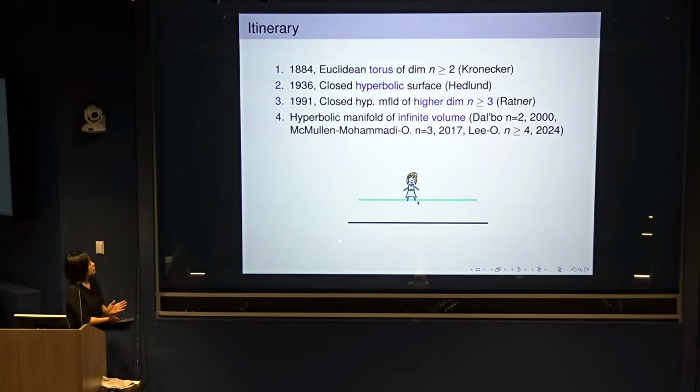So this is her itinerary. In 1884, she's going to travel to a Euclidean torus of dimension n at least 2, and her travel guide is Kronecker. About 50 years later, she's going to travel to a closed hyperbolic surface guided by Hedlund. Another 55 years later, she's going to travel to a closed hyperbolic manifold of higher dimension guided by Ratner. And then in this new century, she's going to travel to hyperbolic manifolds of infinite volume. So this is her itinerary.